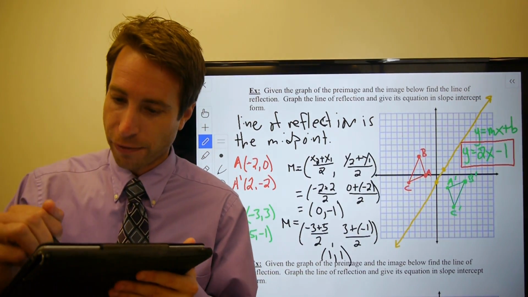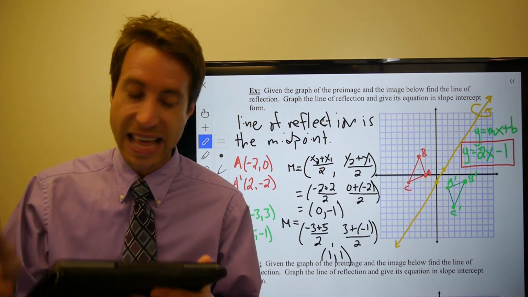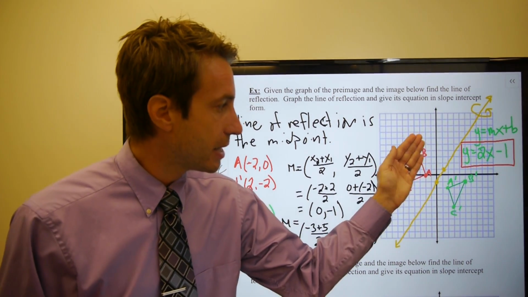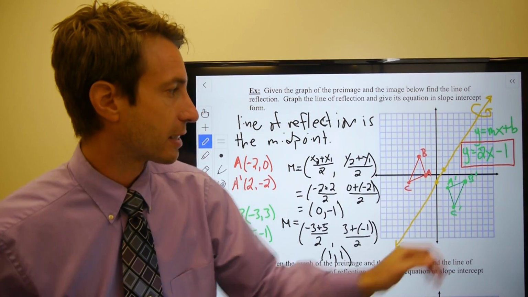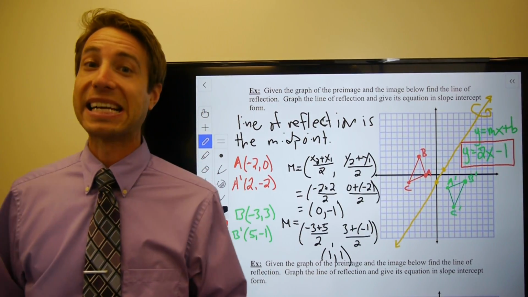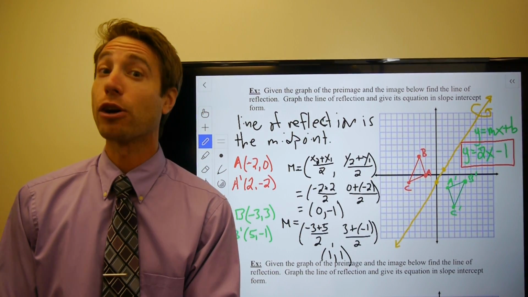Again, remember the line of reflection, if we were to go ahead and spin that guy, it should take my pre-image and reflect it over to my image. All right, guys, that's the way this works. Again, a lot more algebra going on here.